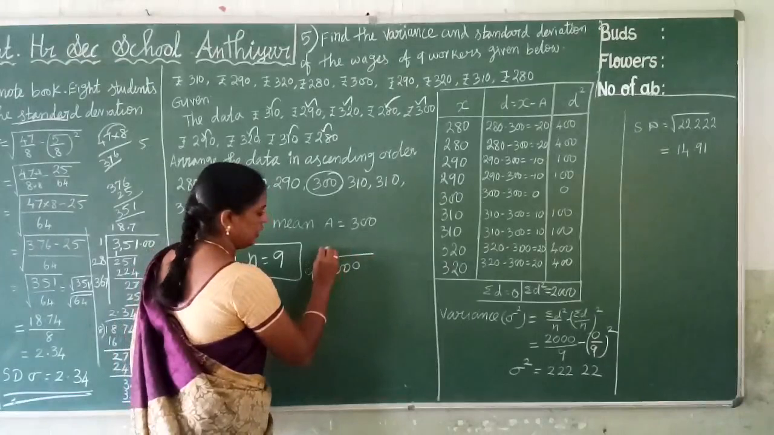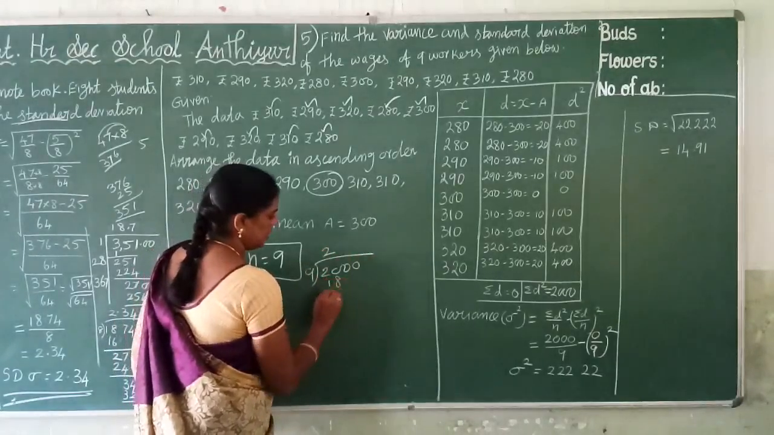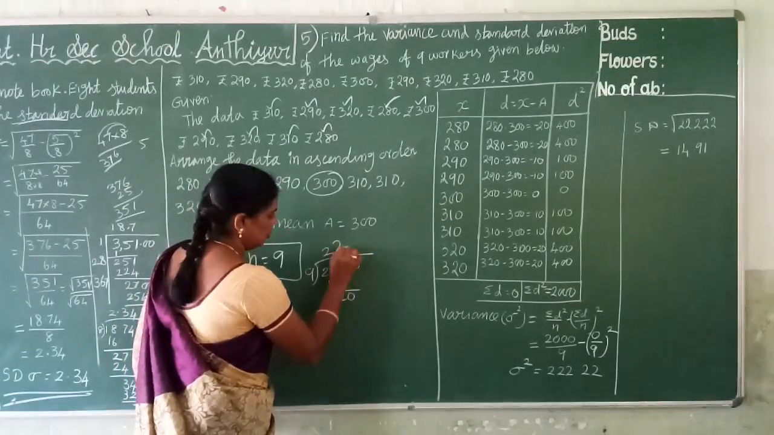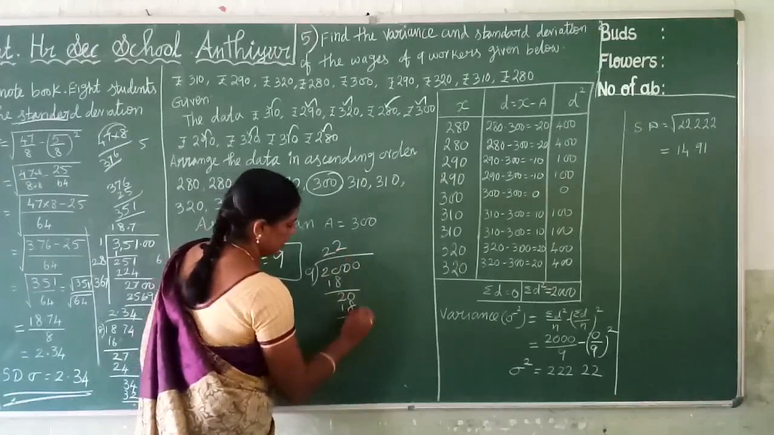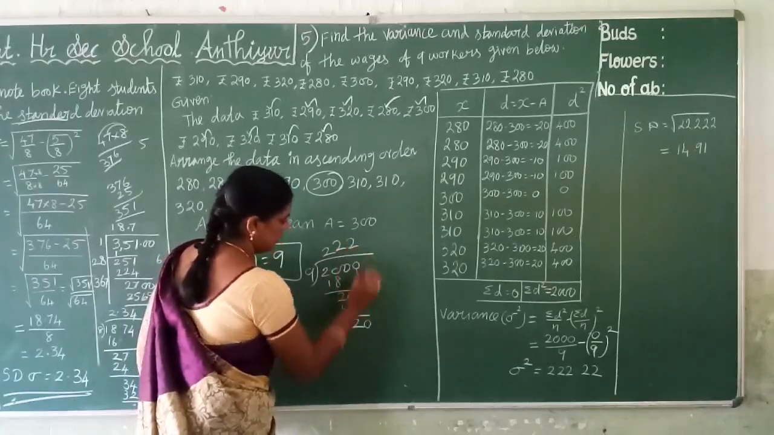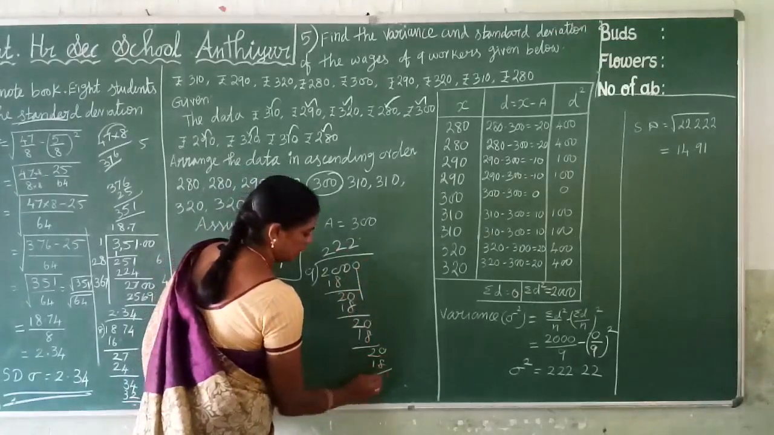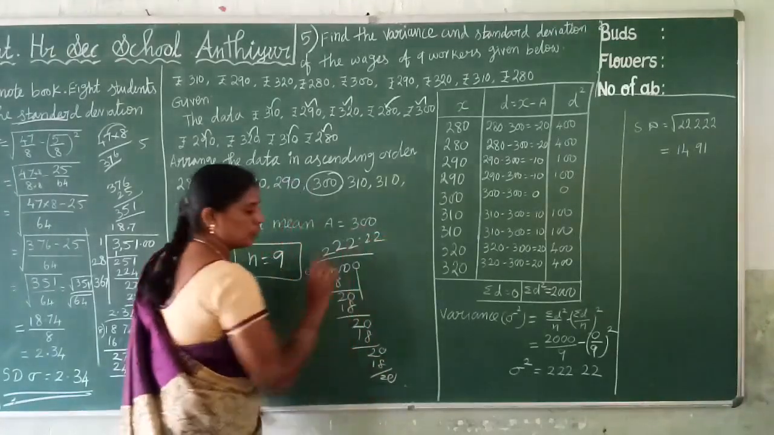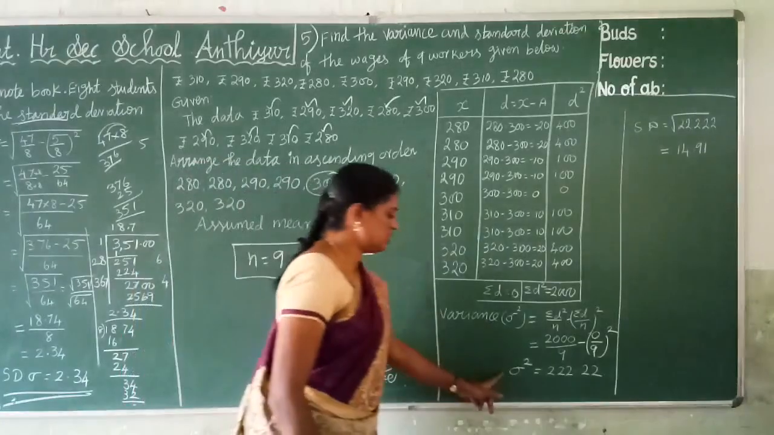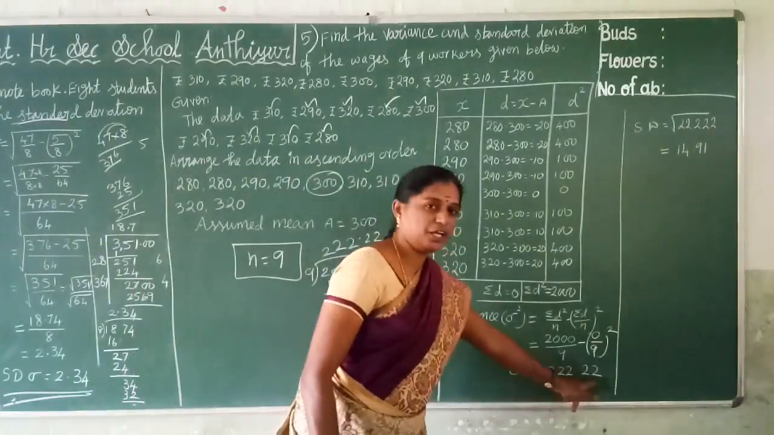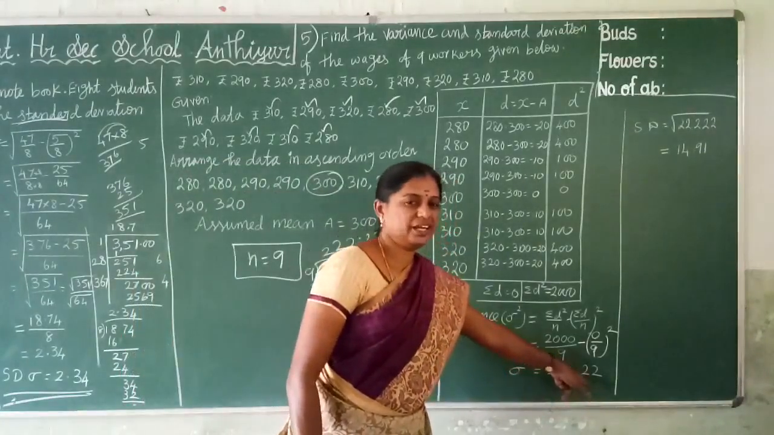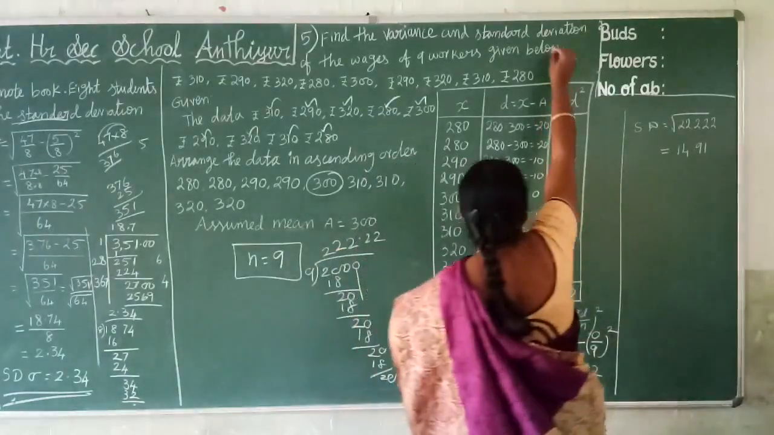So 2000 by 9, ordinary division. Here how many times? 2. 2 9s are 18, remainder 2. 20, 2 9s are 18, remainder 2. 20, 2 9s are 18, 2. So it's going on. Clear? So 2, 2, it's going on. So variance sigma square is equal to 222.22. Clear?